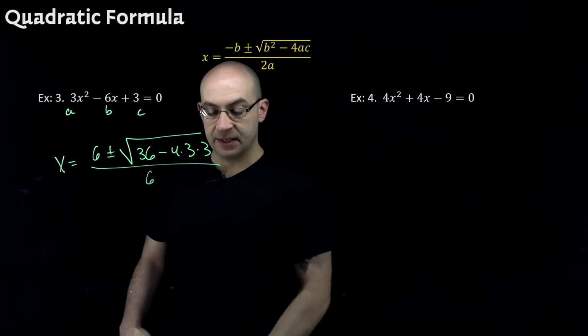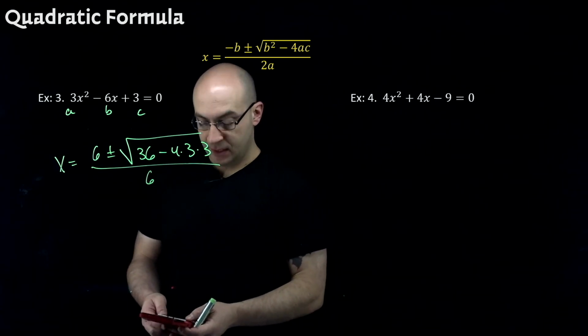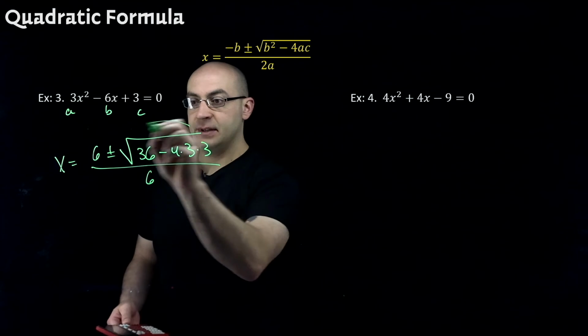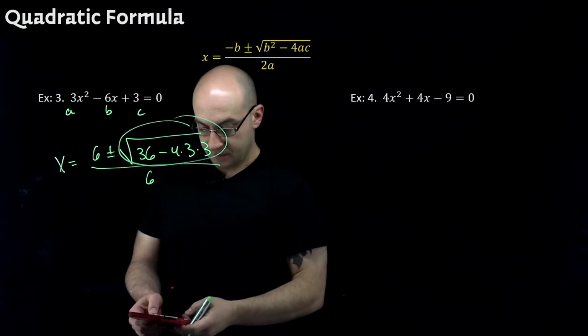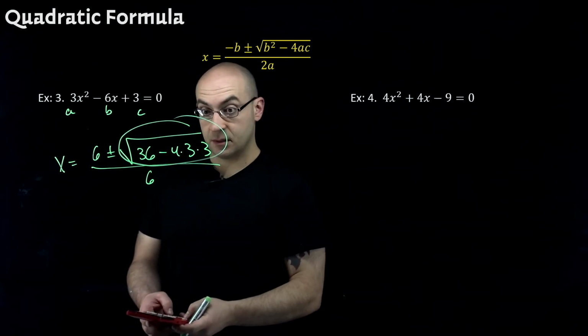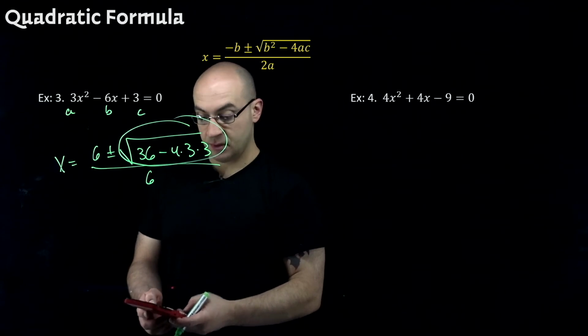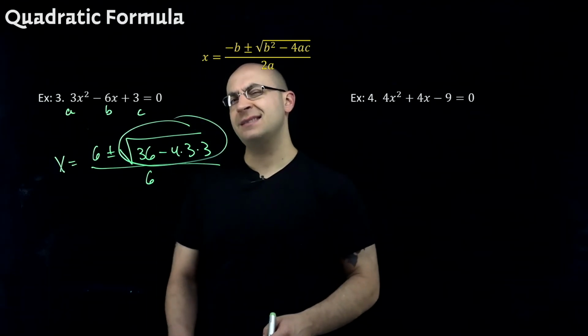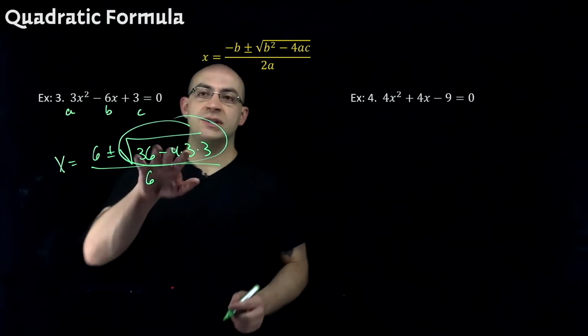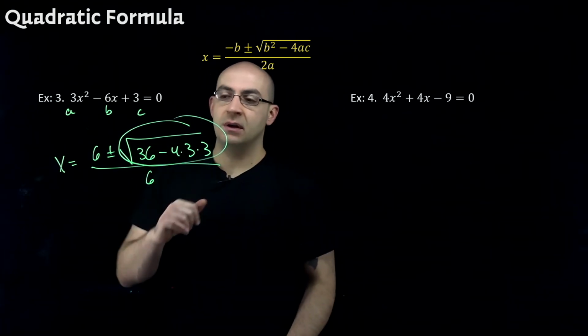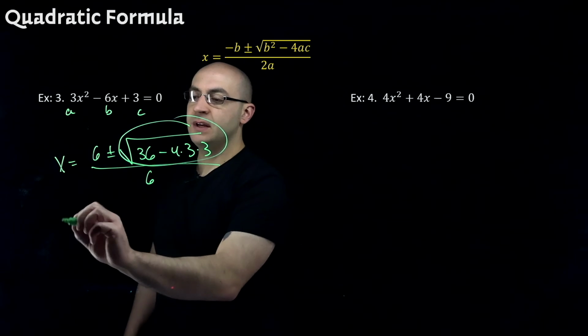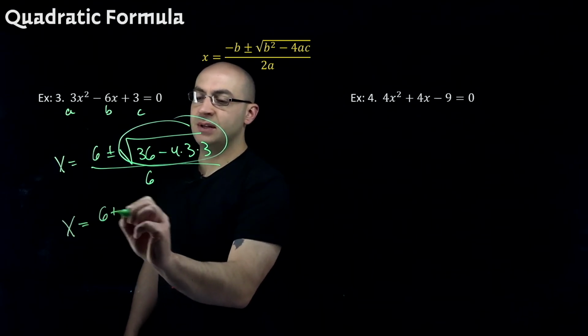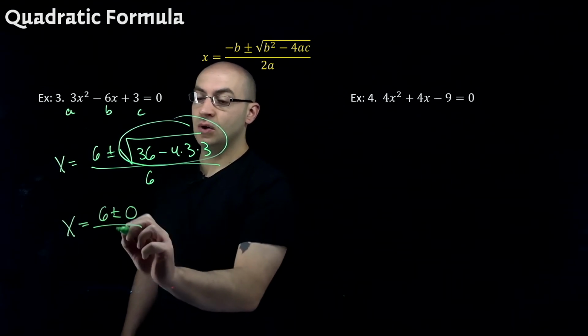So let's plug things into the calculator and see where we're at. And again, I'm going to plug in this entire thing. 36 minus 4 times 3 is 0. And that's interesting. So when we have a 0 here, that means there's only going to be one solution. So let's look at that real quick, right? So this is going to be x equals 6 plus or minus 0 over 6.